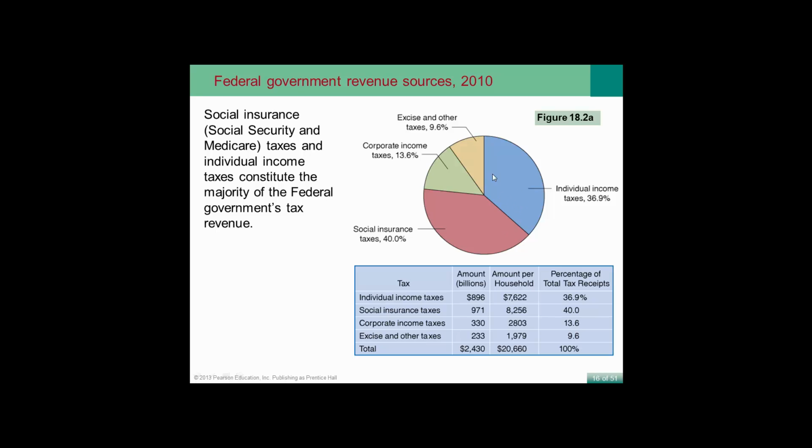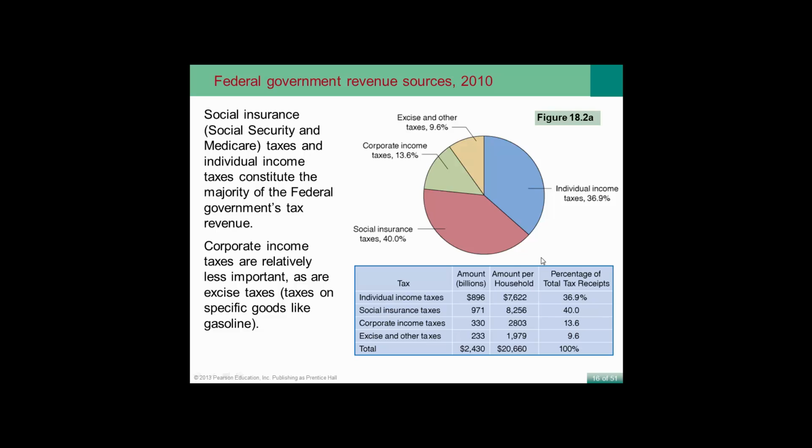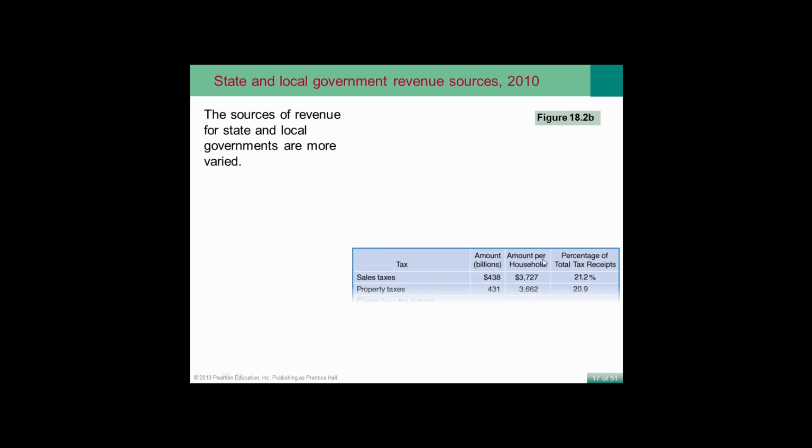Just remember that a lot of individuals have small businesses and things like that that will roll onto their individual tax returns, so that's why it's such a larger percentage too. So income tax amounted to $896 billion, and a total amount per household of $7,622, and 36.9%. So this is from 2010. Corporate income taxes are relatively low, as are excise taxes, because they're on specific goods like gas.